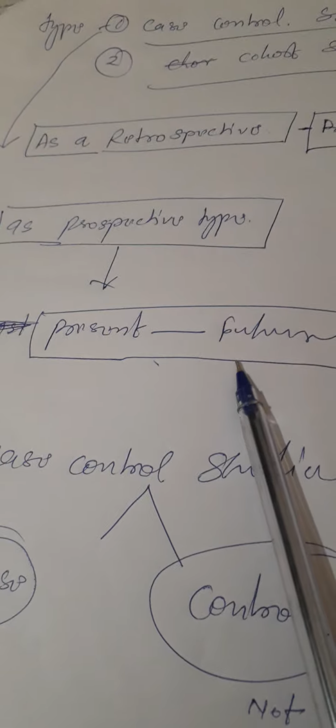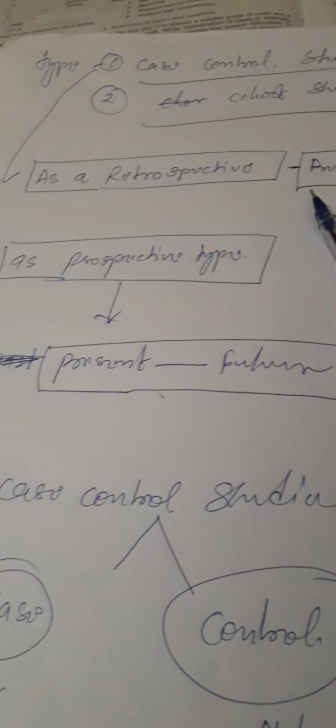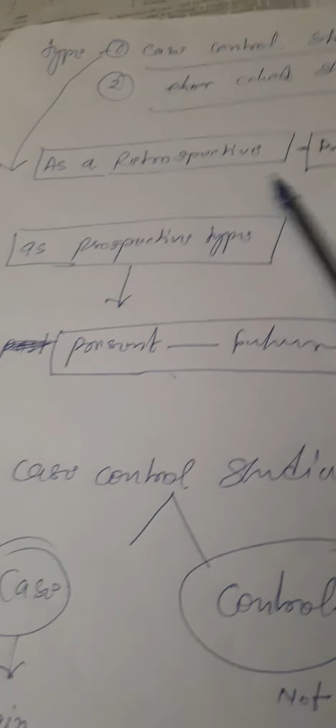So that's the other method. In the retrospective one, if the person has lung cancer, we can ask about their past life history. If they have a common factor like smoking, then we can say this is an important factor causing lung cancer. So there are two types of method. Now we can go into the conditions in detail.